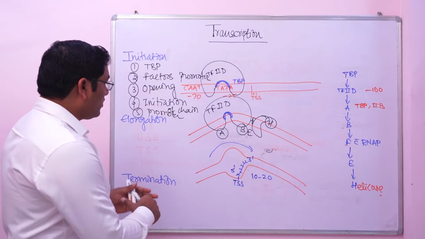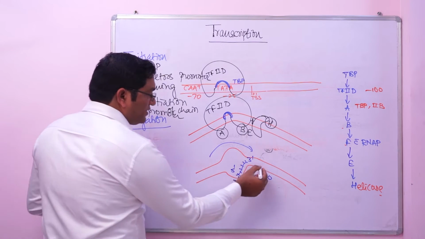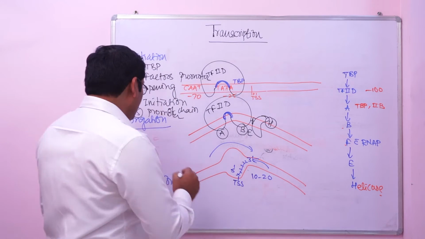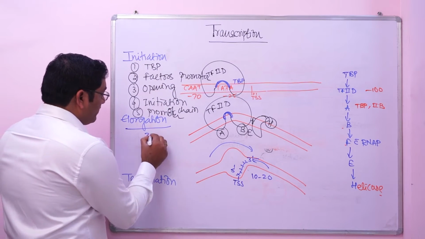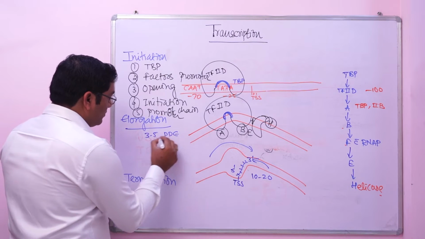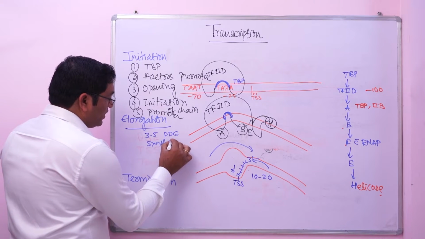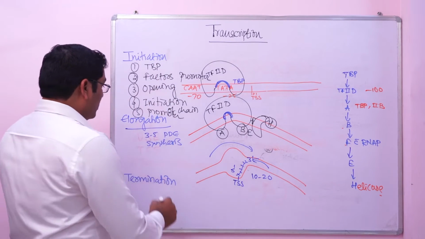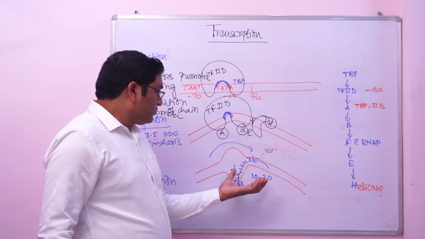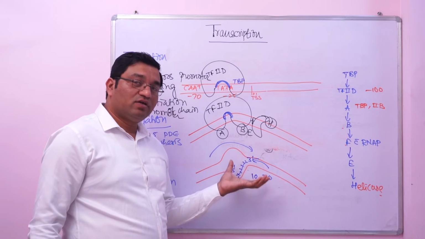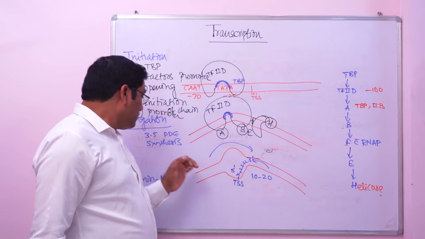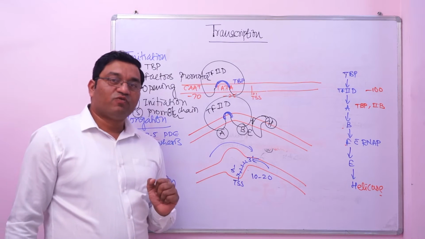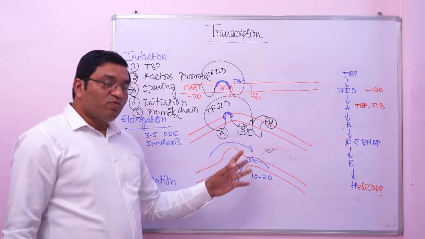Now in the elongation, what happens? The ribonucleotides are added, and the chain grows continuously. There is formation of 3', 5' phosphodiester linkage, and synthesis of RNA will continue until it receives some termination signal. It is complementary to the template strand, but there is no proofreading.